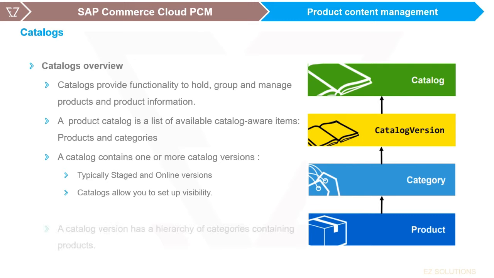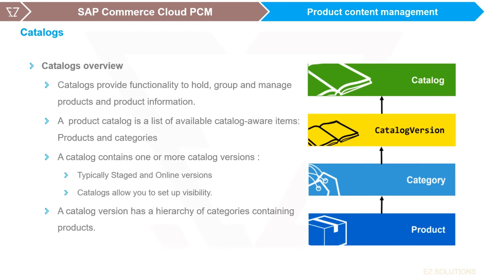The catalog version has a hierarchy of catalogs containing products. The products are the basic elements of a catalog and correspond to stock keeping units, SKUs, which are the smallest units that can be purchased. In the next slide, we will be discussing more about the structure and organization of products within a catalog.